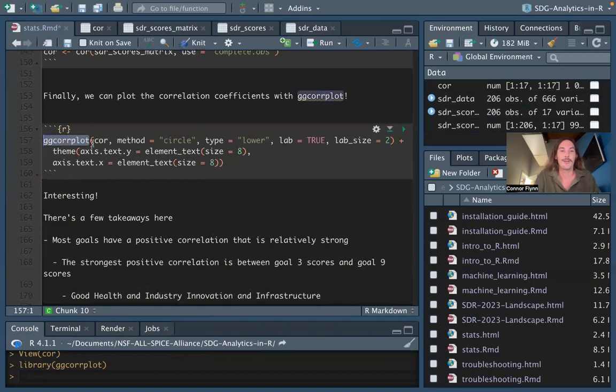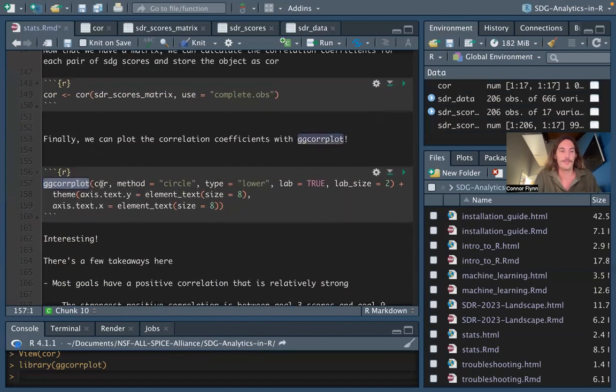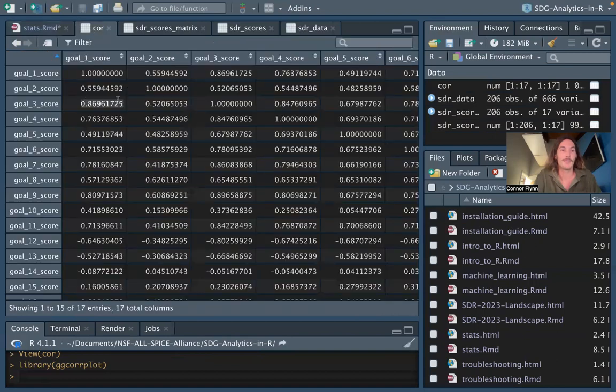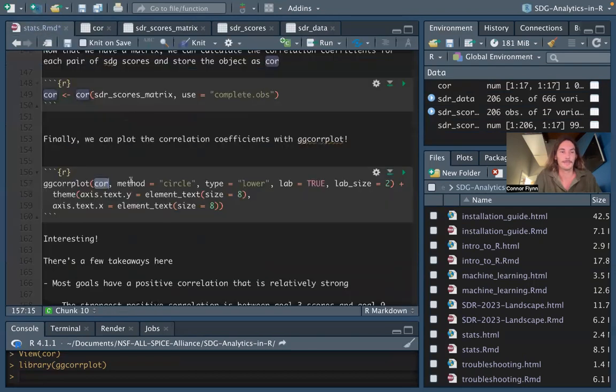Run this ggcorrplot function. It needs a few arguments. The first is our correlation coefficients in matrix format, so that's what we have here, what we saved as core. We use the circle method as a method of plotting with bubbles instead of squares. Type equals lower: we don't have any repeats. Sometimes you'll see a correlation matrix where there's a repeat, but type equals lower just means that we have just one correlation coefficient for each pair of SDG scores.